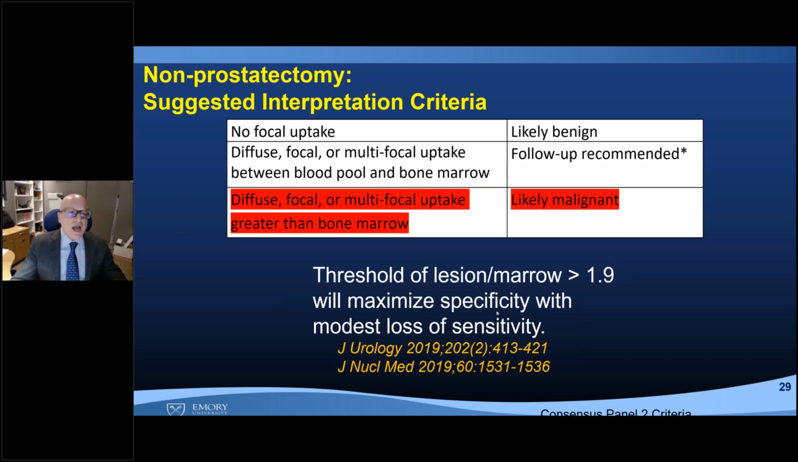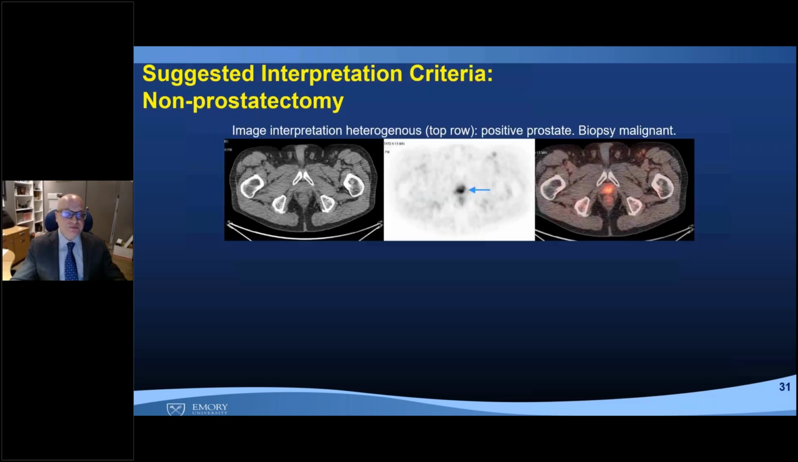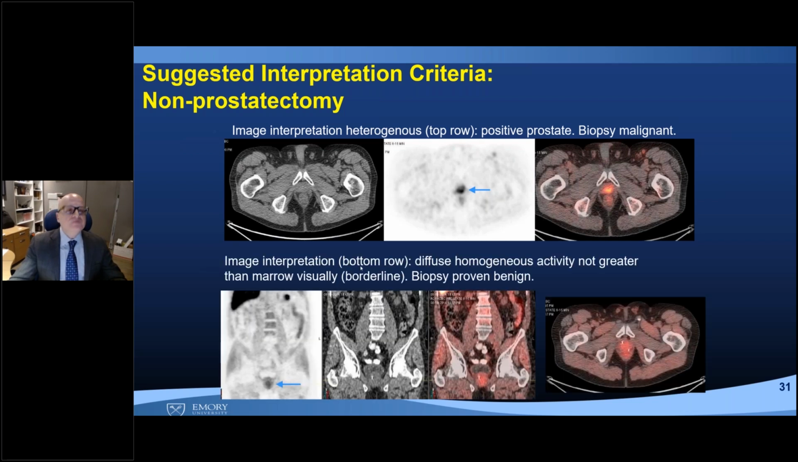No focal uptake is likely benign, and if it's diffuse, focal, or multifocal uptake between blood pool and bone marrow, then follow-up is recommended. It's kind of in that in-between place. So here's a patient with a non-prostatectomy treatment, and you can see this heterogeneous intense activity, and that was positive, biopsy-proven malignant. Now this patient has very bland, homogeneous activity, and it's really not greater than marrow. Admittedly, it might be a little borderline, but it's very kind of boring and biopsy-proven benign.